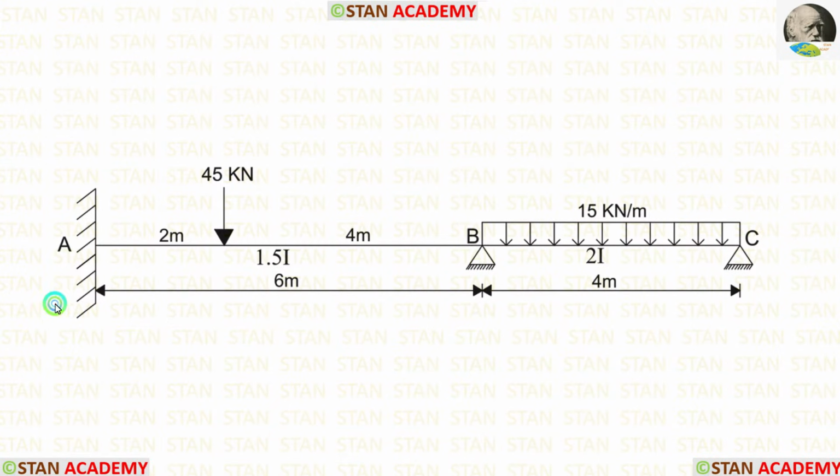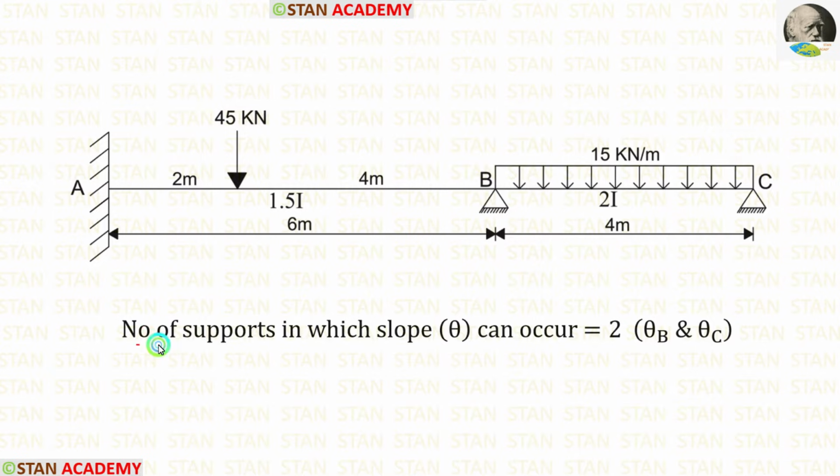In this beam, in the point A, we are having fixed support. In the fixed support, there will be no slope. In the points B and C, we are having hinged supports. In the hinged support, we will have slope. So, the number of supports in which a slope can occur is 2. In the point B, we are having theta B, and in the point C, we are having theta C. So, in this problem, there are two unknowns, theta B and theta C. If we calculate these two unknowns, we can easily find the final moments.